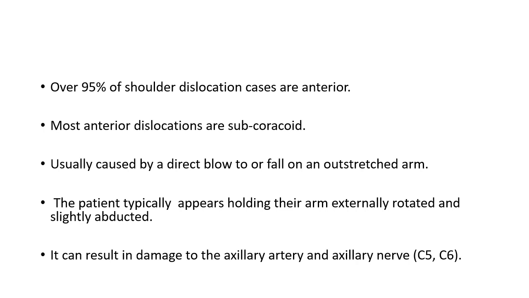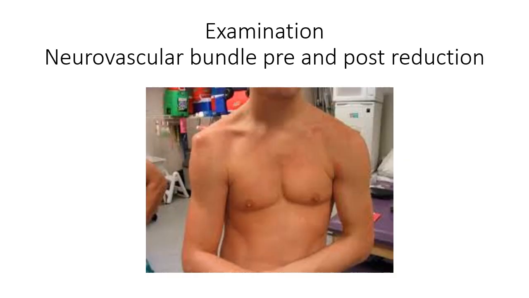Over 95% of shoulder dislocation cases are anterior. Most are subcoracoid, usually caused by a direct blow or a fall on the outstretched arm. The patient typically appears holding their arm externally rotated and slightly abducted. It can result in damage to the axillary artery and axillary nerve, C5, C6. So, examination. First of all, the most important thing is to assess the neurovascular bundle before and after reduction of the shoulder dislocation.